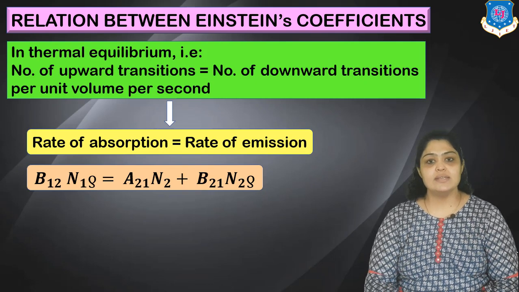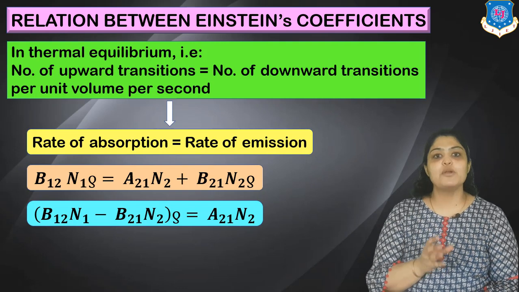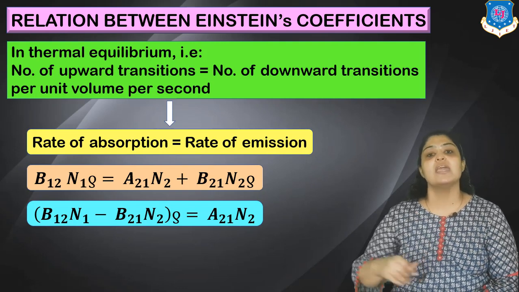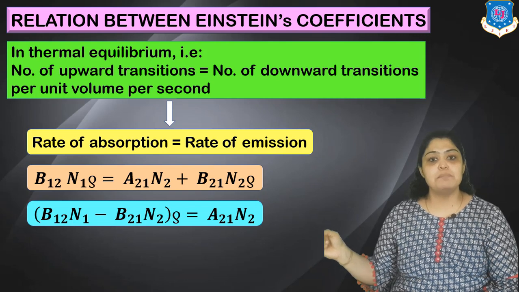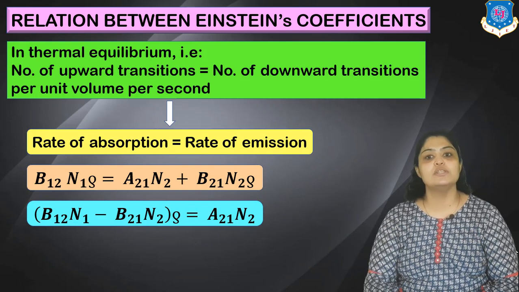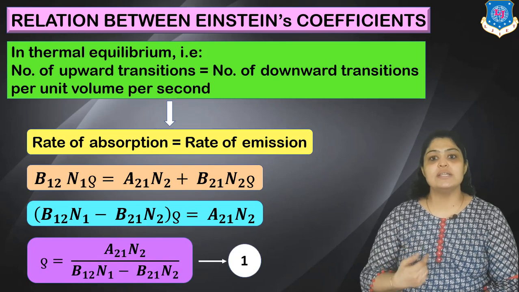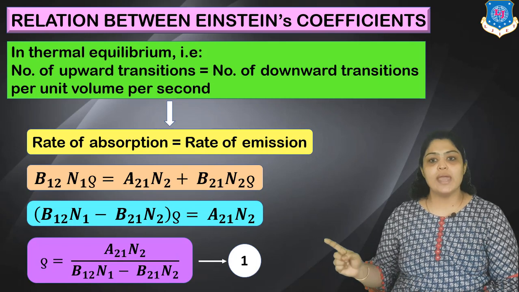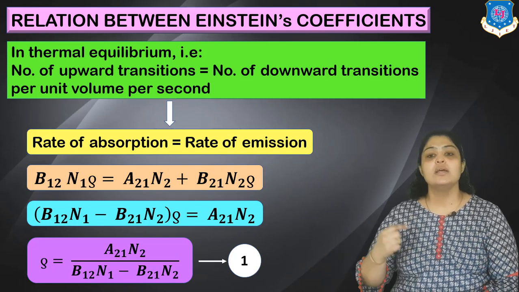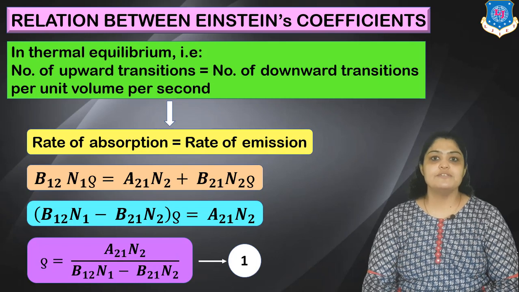Now what I have done is, I have taken all the terms containing rho on one side because that is radiation and I will be making radiation as my subject. So B12N1 minus B21N2 rho is equal to A21N2, and this gives me my first equation, that rho, meaning the density of radiation, is equal to A21N2 upon B12N1 minus B21N2. So this is the first equation we have derived.